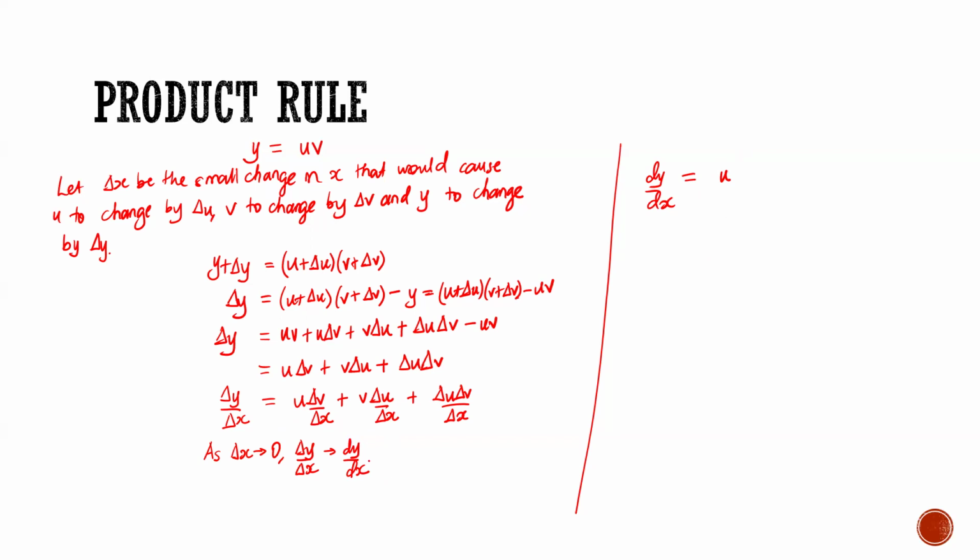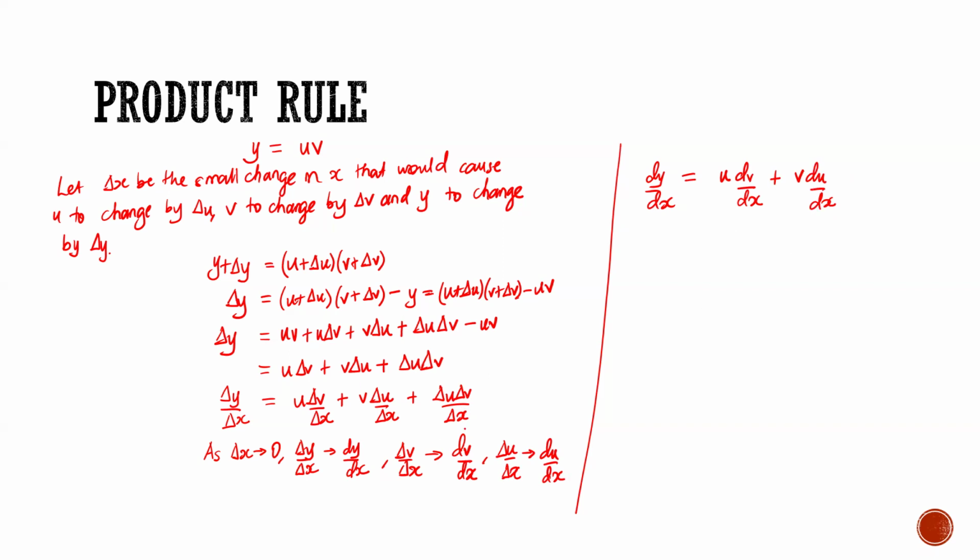But what else changes? We know that as delta x tends to 0, delta v out of delta x also tends to dv dx, and delta u out of delta x should also tend to du dx. So what do we have? We have that dy dx would be u dv dx plus v du dx plus what now?